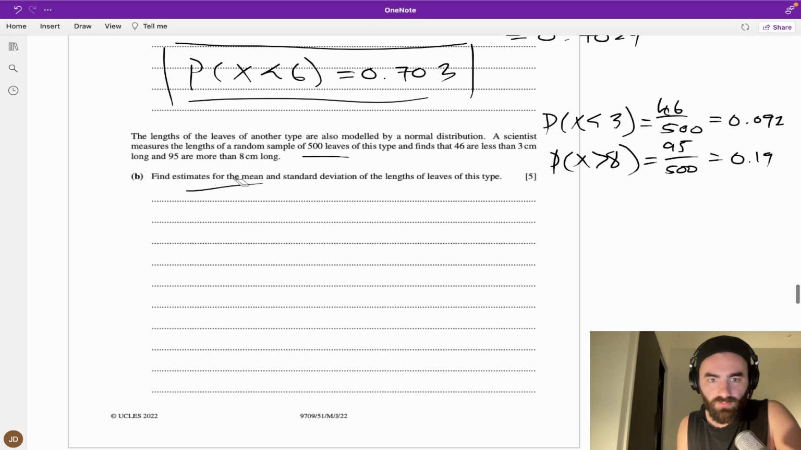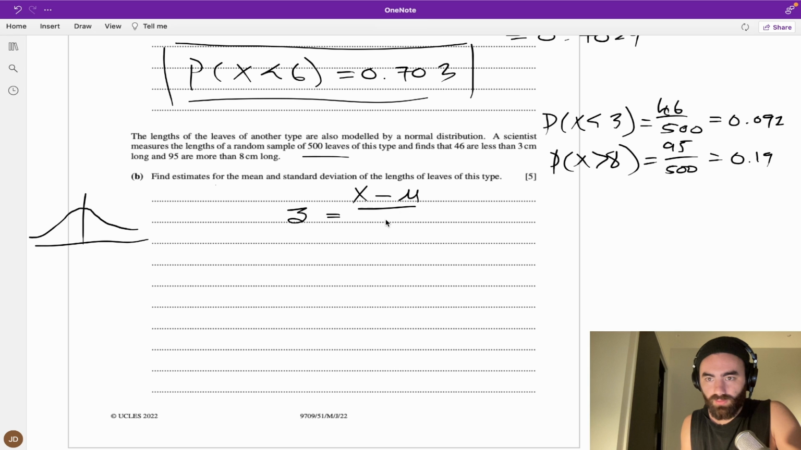Find estimates for the mean and standard deviation of the lengths of the leaves of this type. Well, let's have a look here. Remember that z equals x minus mu over standard deviation. So we want to find the mean and standard deviation, so we need to set up two equations relating to the mean and standard deviation. For this first one, we have 3. So let's say z1 here. We want to find the corresponding z value to this 3. This area is 0.092.